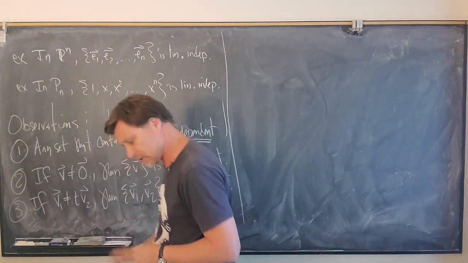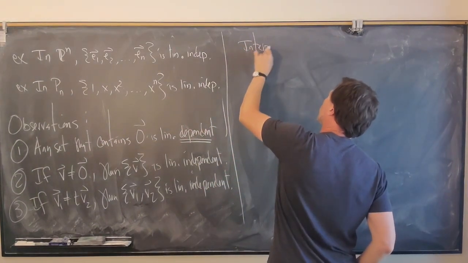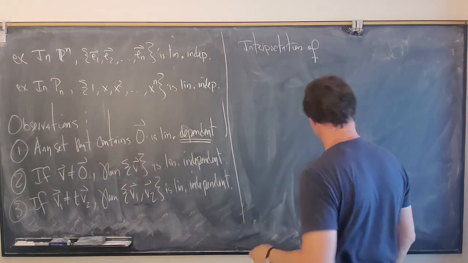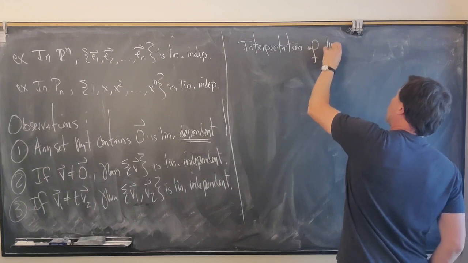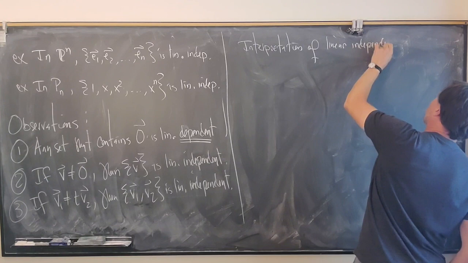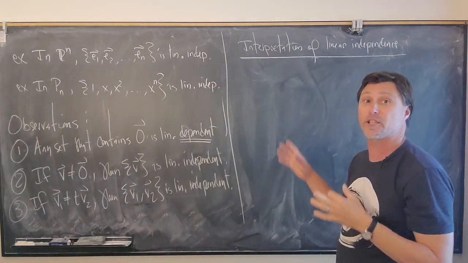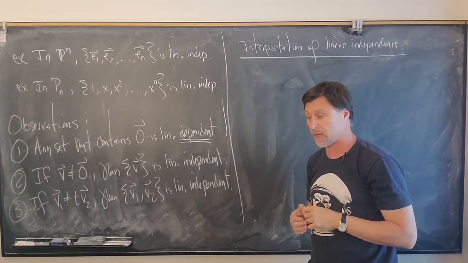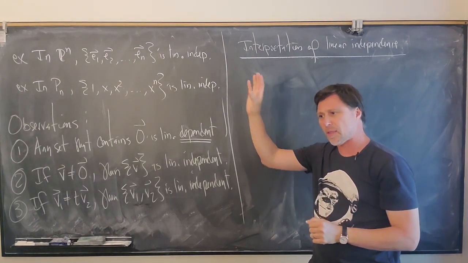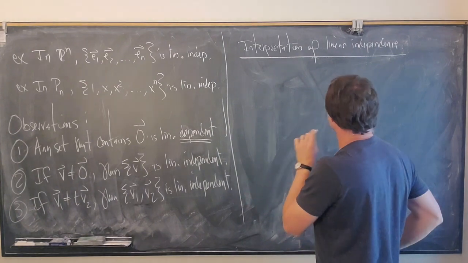So first, let's write this: interpretation of linear independence. Now, this interpretation that I'm about to develop right here is actually the definition that's given in the book. So I went about it differently from the way the book goes. I gave you the precise definition, and now the interpretation is what we're going to find next.